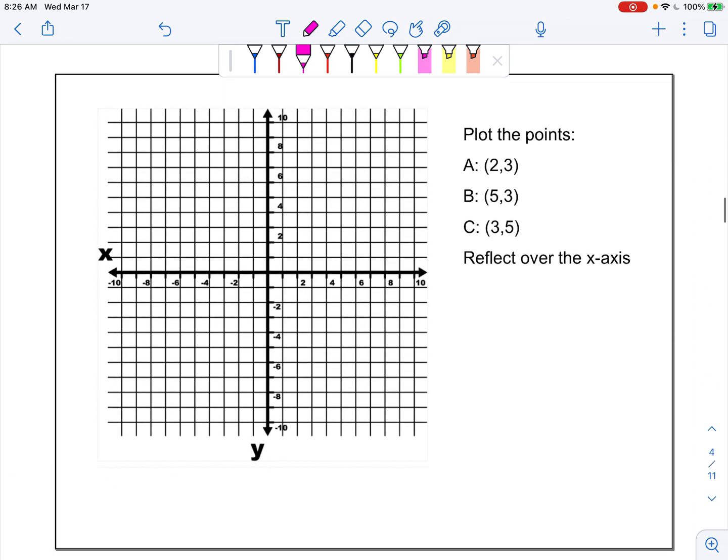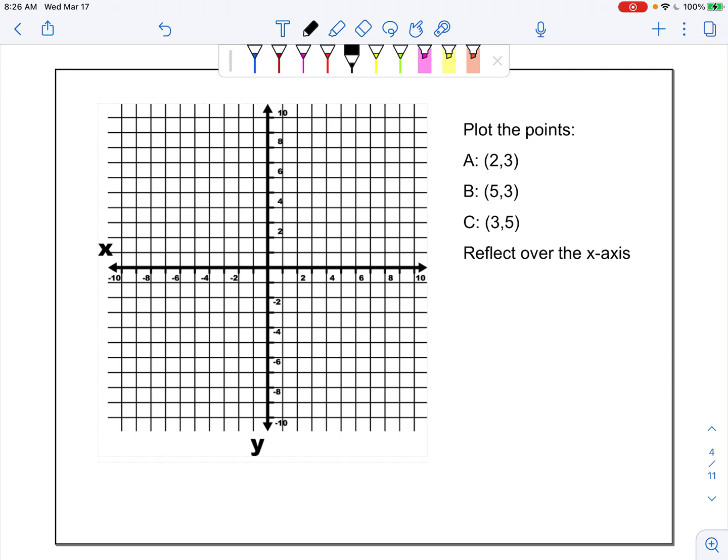So let's just come down here and do one. So I'm just going to go ahead and plot these points. So A is at 2, 3. Remember, you always go X first, then Y. So I'm going to come over 2 and go up 3, and I'm going to put a point, and I'm going to label it A. And then B is going to be 5, 3. So 1, 2, 3, 4, 5. 1, 2, 3. There's my B. Make sure you label them. And then C is 3, 5. So 1, 2, 3. 1, 2, 3, 4, 5.